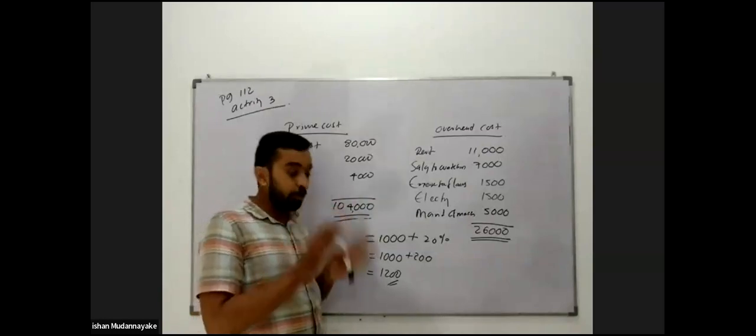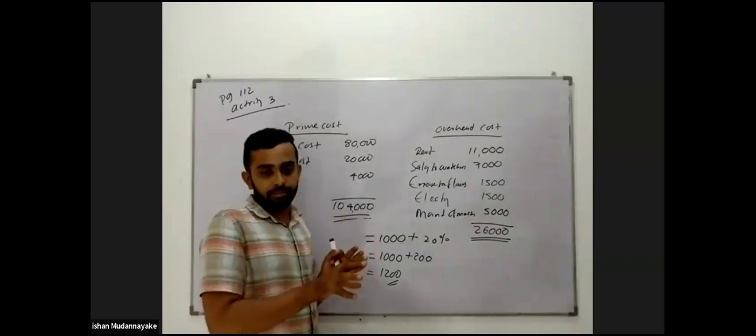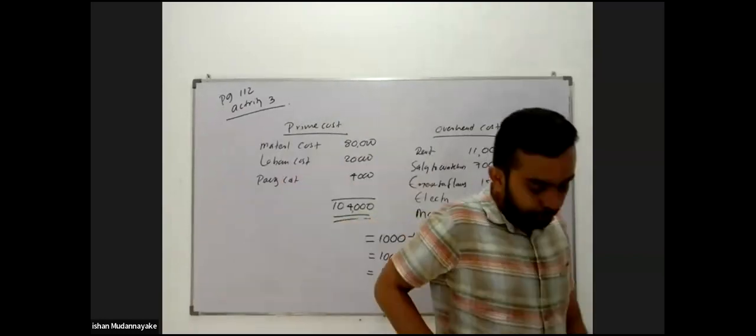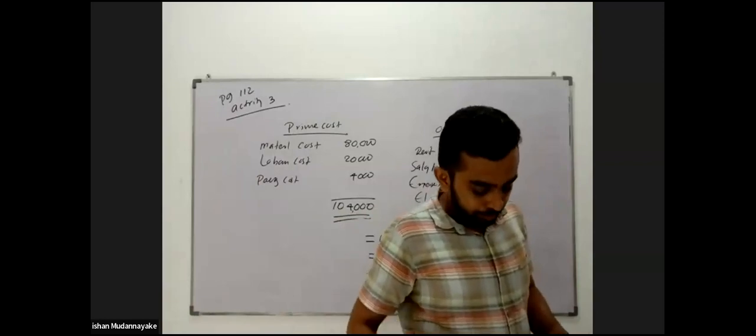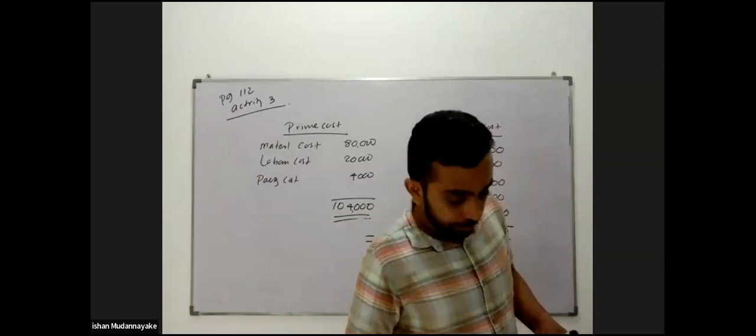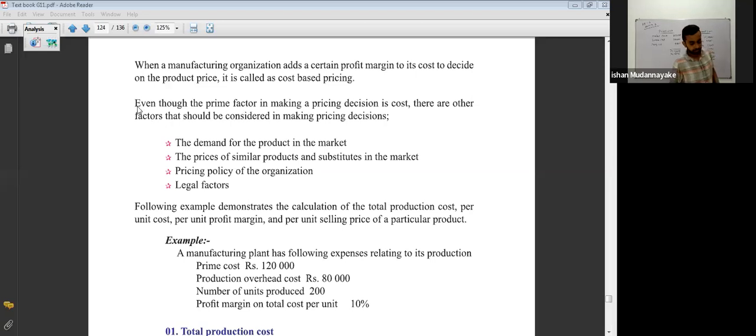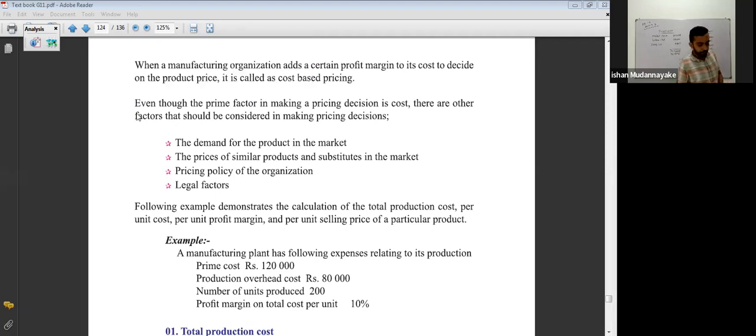Okay, without considering only the cost, some manufacturing organizations consider other factors. What are they? On page number 114, you can see other factors considered by a manufacturing organization when deciding market price. Here, look at this paragraph, the second paragraph on page number 114.